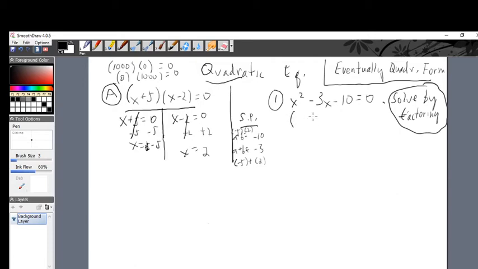So we've got this factored. x with its own negative 5, x with its own positive 2, equals 0. Now we have the exact same setup as over here.